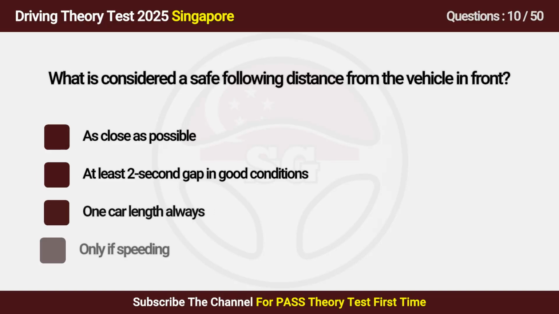Question 10. What is considered a safe following distance from the vehicle in front? A. As close as possible. B. At least a 2-second gap in good conditions. C. 1 car length always. D. Only if speeding.